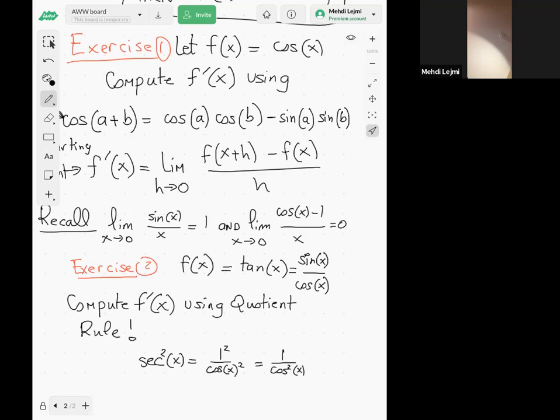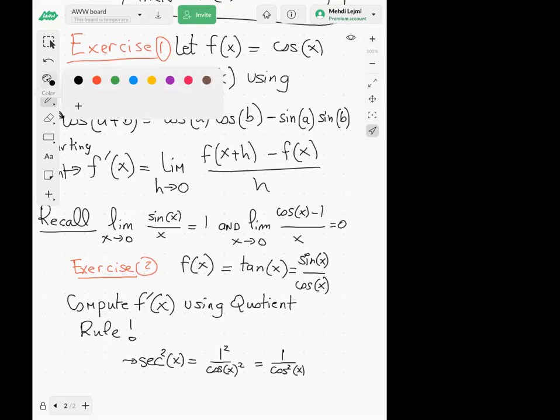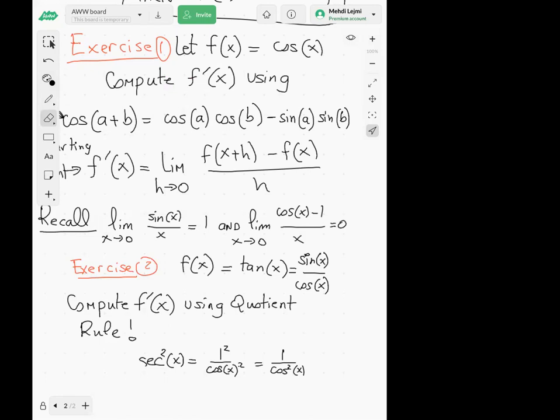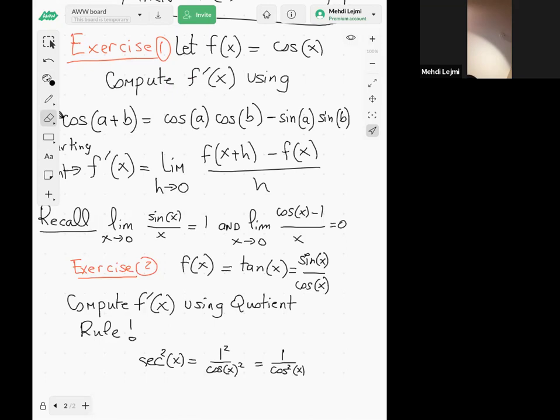If you want to use secant of x, for example, then 1 over cosine square is just secant square. Of course, that's correct. So it's also equal to secant square.